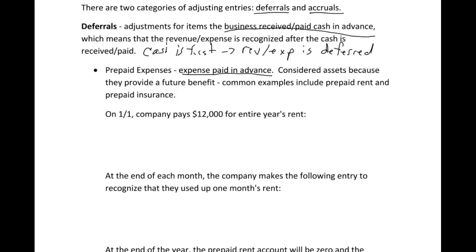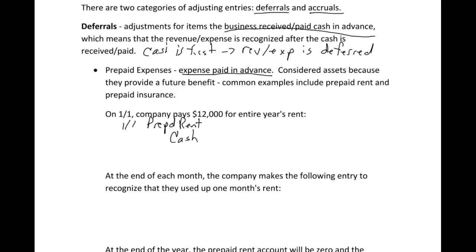All right, so let's just walk through a series of journal entries here. On January 1st, a company pays $12,000 for the entire year's rent. So on January 1, we are going to debit prepaid rent. You might see this called prepaid rent expense. I typically leave the expense off just so we don't confuse ourselves thinking it's an actual expense account, but either is fine.